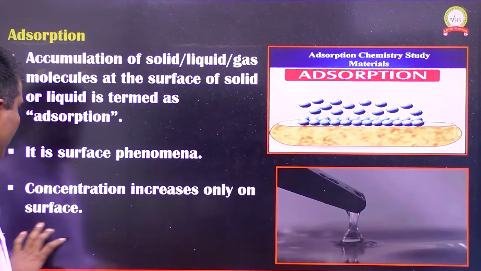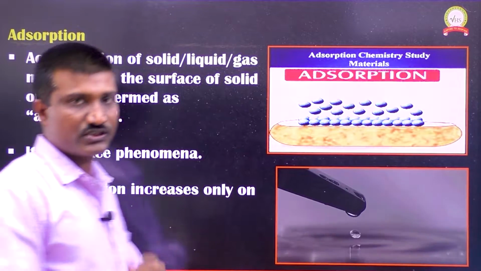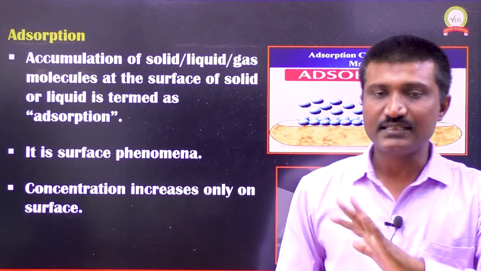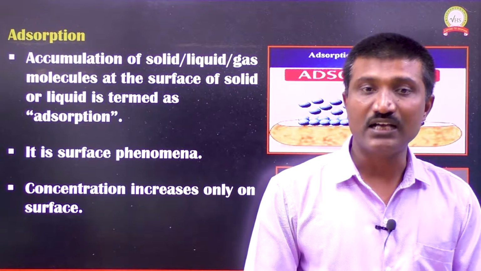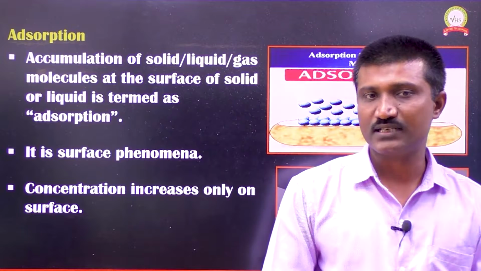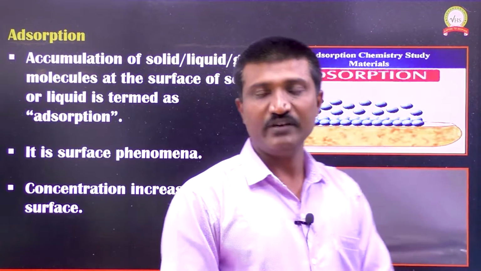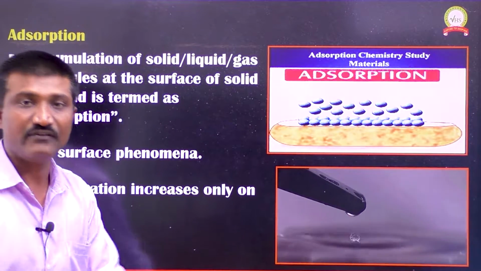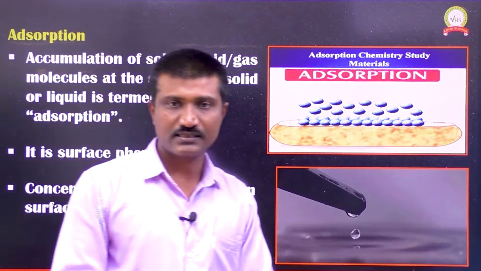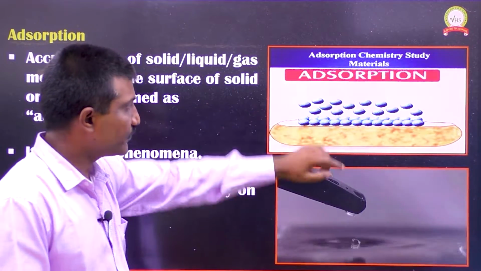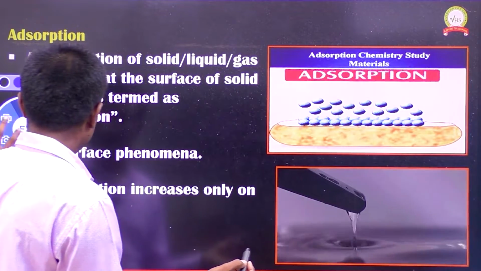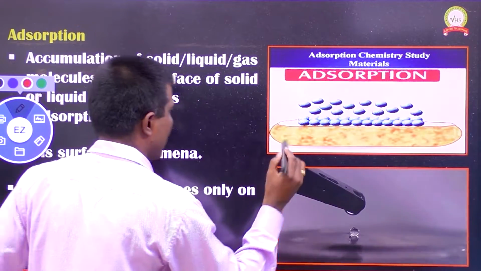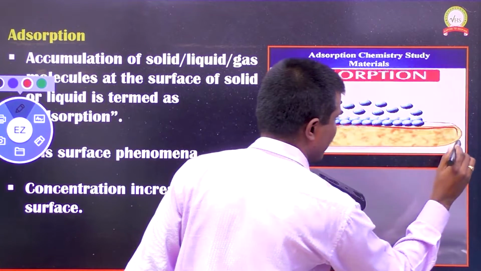Right. Now let us see which types of processes we can get in this surface process: adsorption and absorption. Two types of processes are there. Between adsorption and absorption, which one do we call a surface process and which one do we call a bulk process? Let us see once again. Here I am taking this as a substance which is providing a surface.